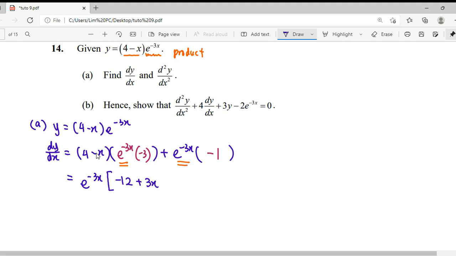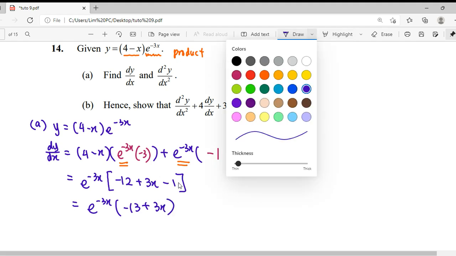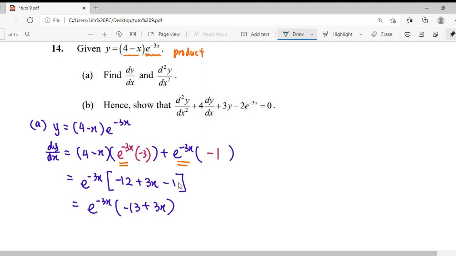Then we continue for our second term. For this one, e^(-3x) is already factorized out, so it will remain a -1. So we get e^(-3x)(-13 + 3x). We simplify our numbers: -12, -1, gives -13. Then we proceed to obtain our second derivative.